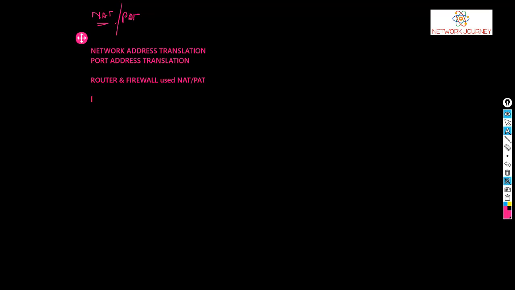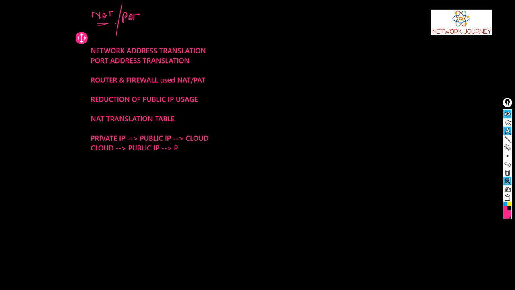How does it help? It helps in reduction of public IP usage. Okay. It's going to maintain its own NAT translation table. Okay. And what is the basic functionality of NAT? The private IP is going to get bound to a public IP. Okay. And then it goes to the cloud, something like this. And how is the return traffic from the cloud? The entry will hit once again to the public IP, and the public IP will get untranslated. Now this is called untranslated. Okay. This process is called untranslation. And the above one was called translation.